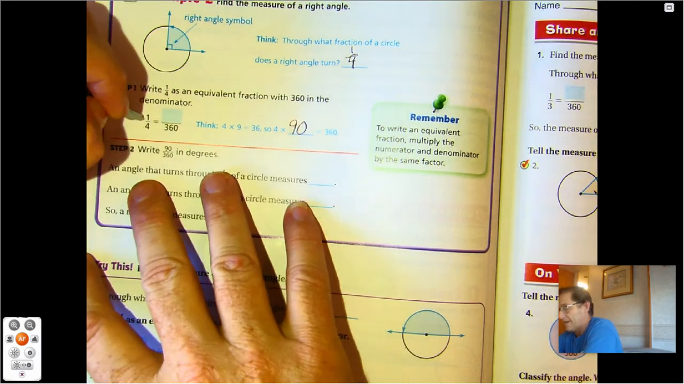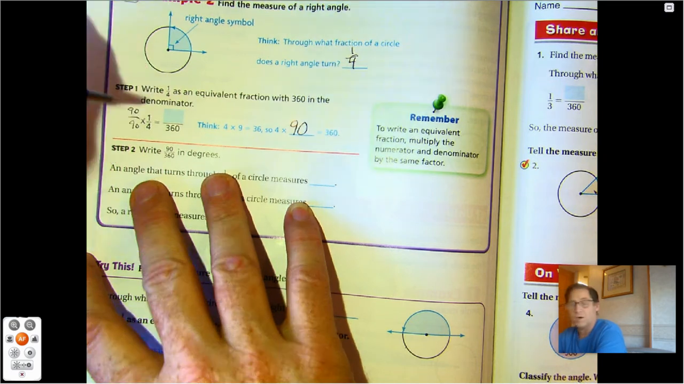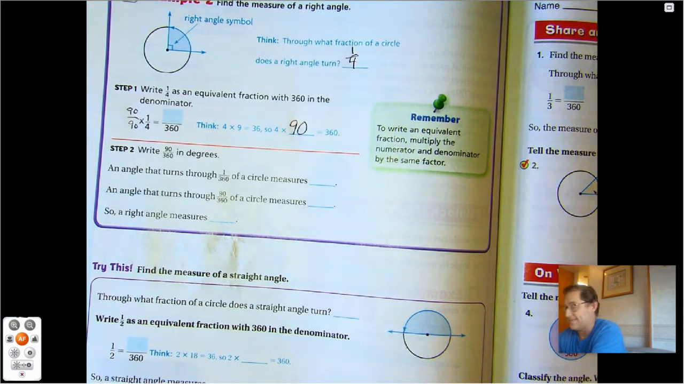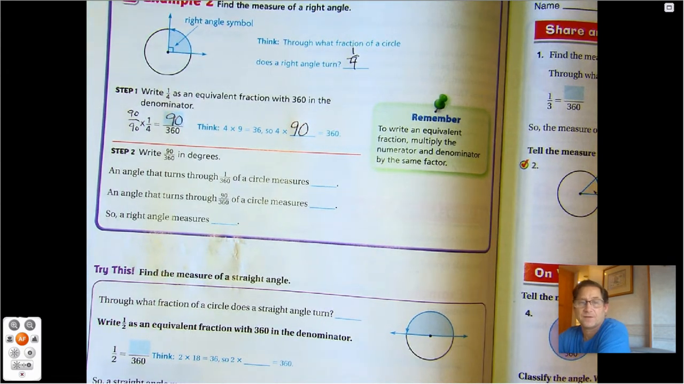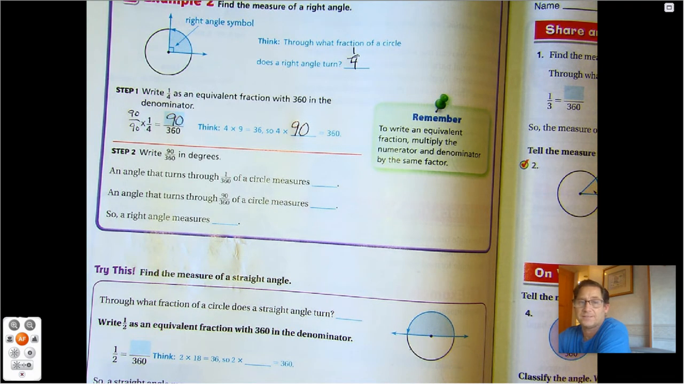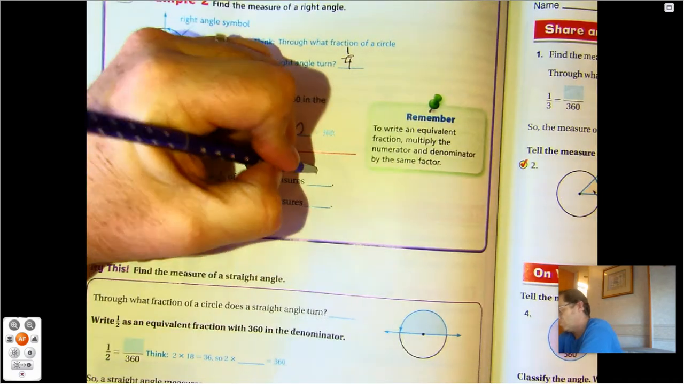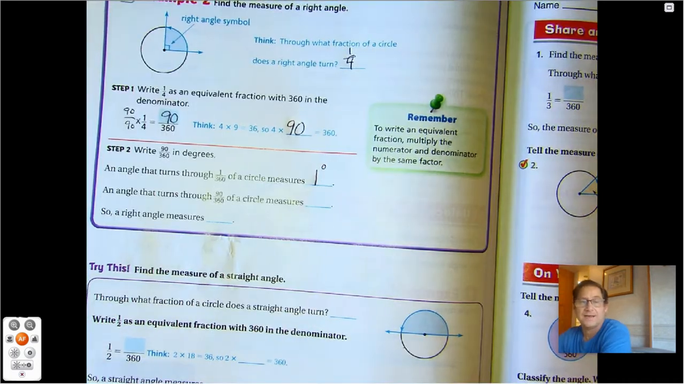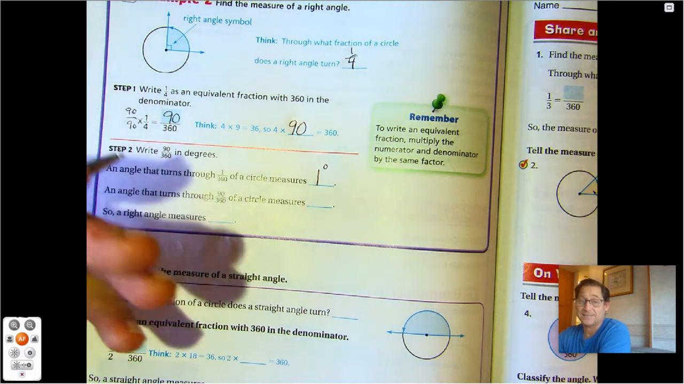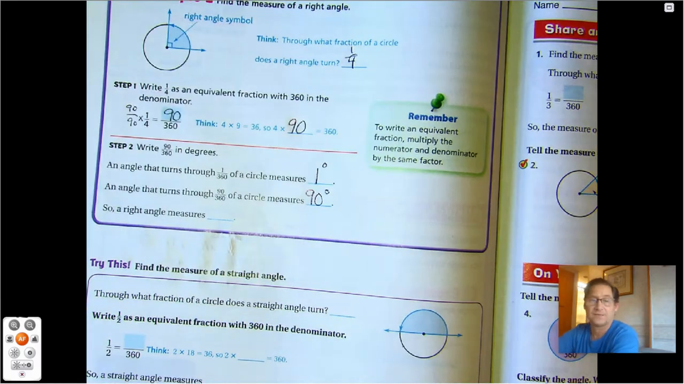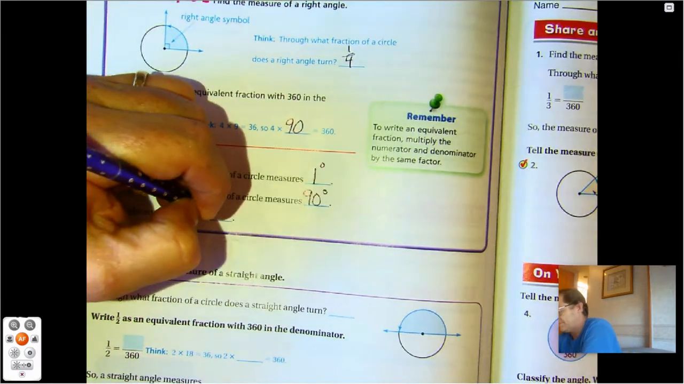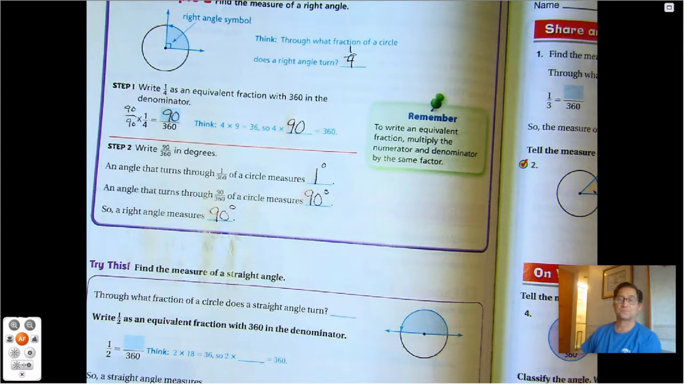So if I multiply 1/4 by 90 over 90, I would get 90 360ths. So now we can write 90 360ths in degrees. An angle that turns through 1 360th of a circle measures 1 degree. An angle that turns through 90 360ths of a circle measures 90 degrees. So a right angle measures 90 degrees.